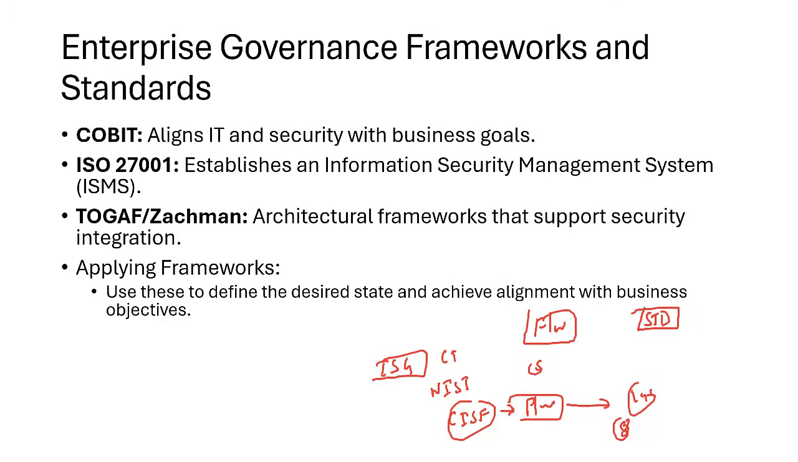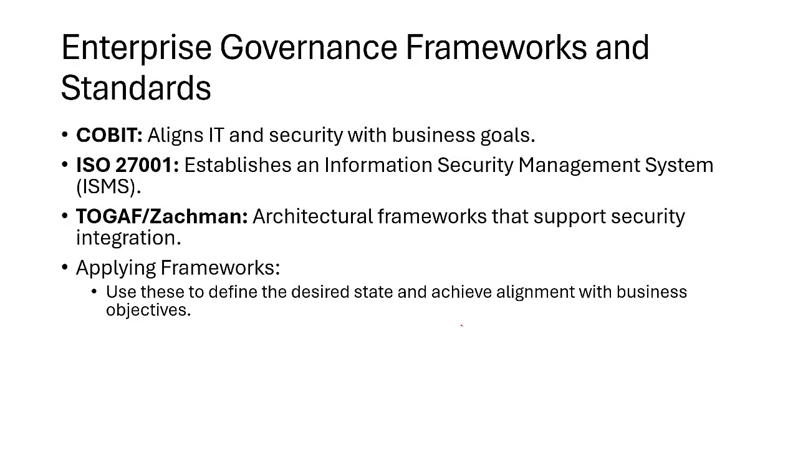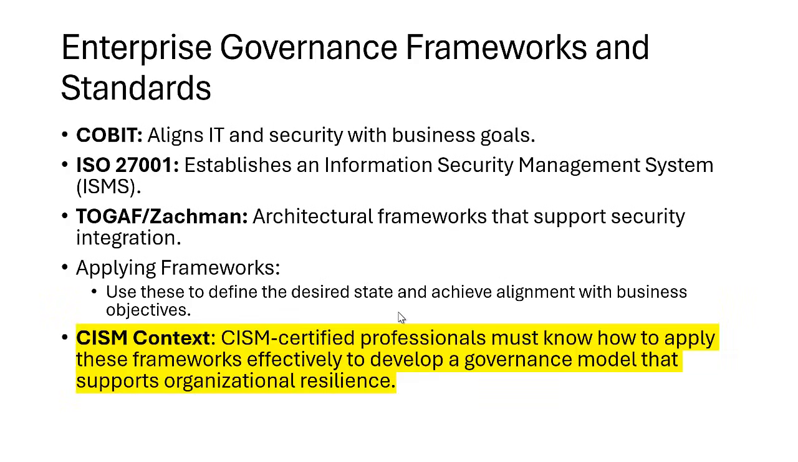Okay. So COBIT is a framework which aligns IT with business. ISO 27001 is a standard for information security, and TOGAF is a framework. And that's what I said: if you want to implement a program and you have zero visibility, you can start with the framework first. By applying a framework, you can align the business objectives and everything. So as a CISM candidate, you must know how to apply the frameworks effectively to develop governance models that support the organization's resilience. That's a very important part.